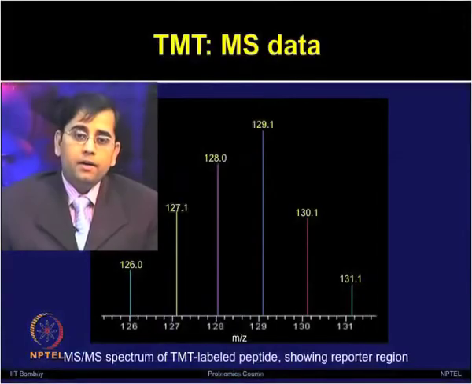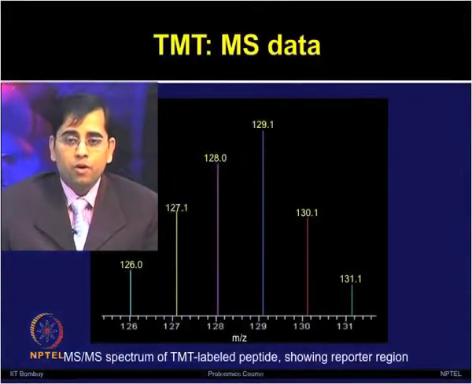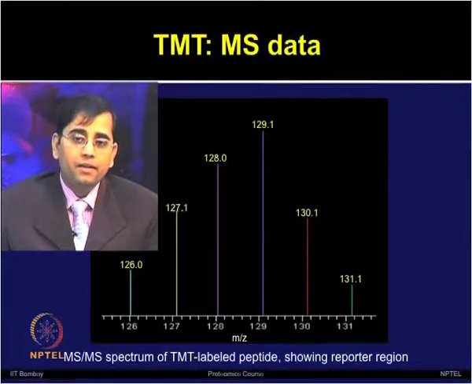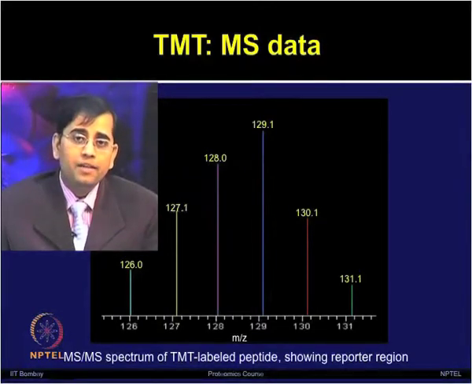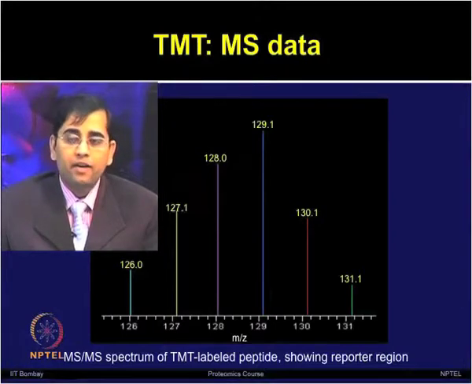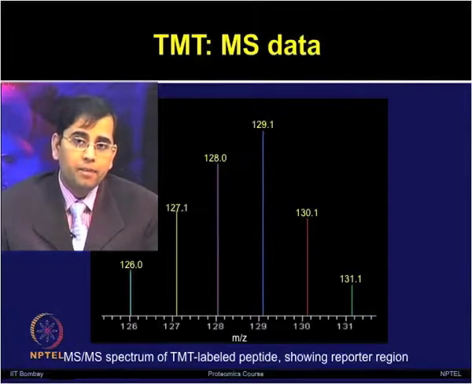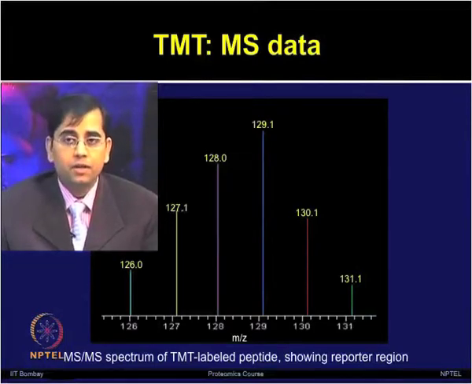I am showing you one representative MS-MS spectrum of a TMT labeled peptide, which is showing a reporter region. The relative abundance of a target protein or peptide fragment in 6 different samples can be easily measured by comparing these signature mass peaks, which are generated by the different mass tags.